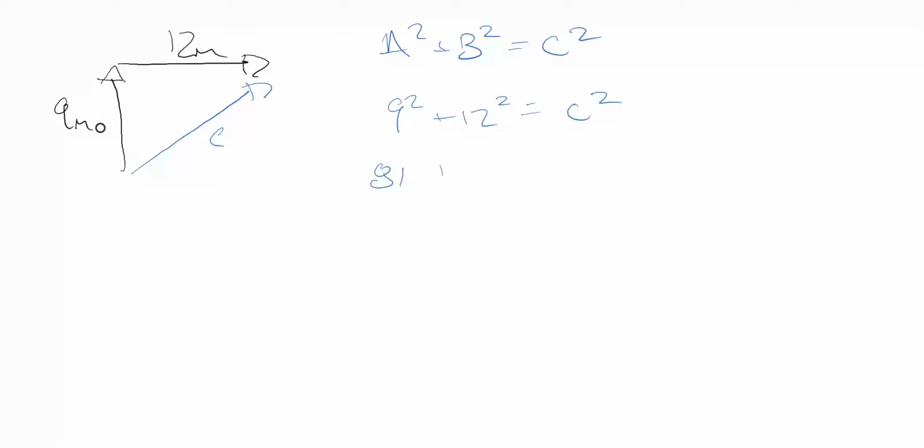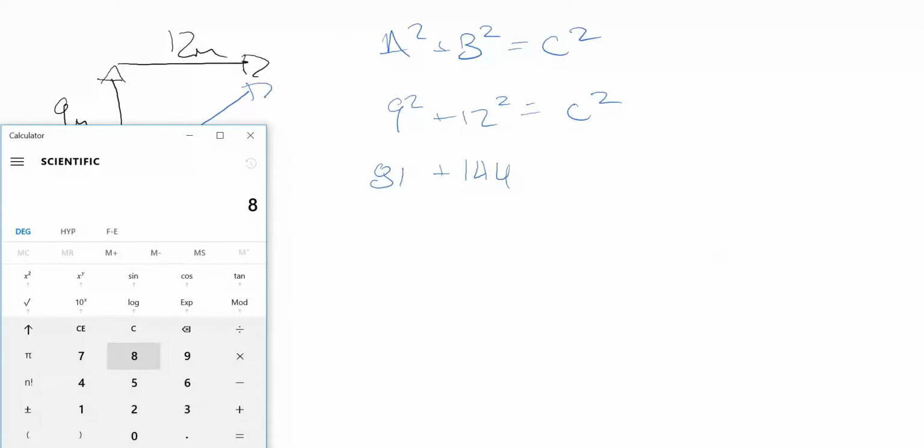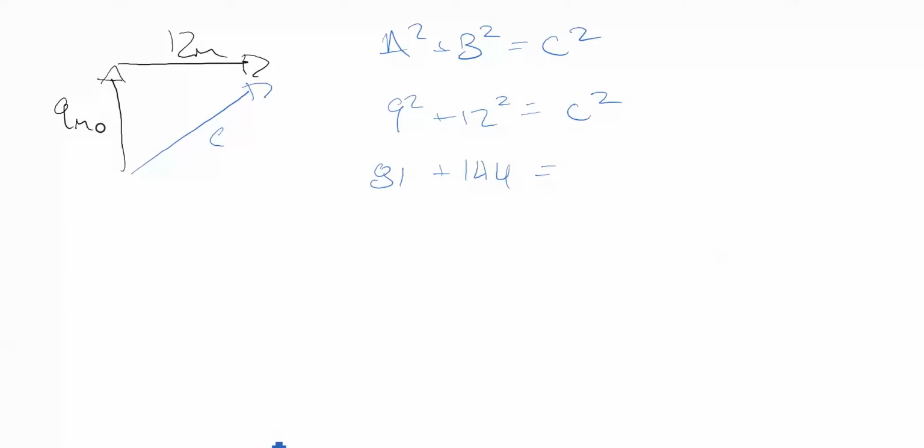So 81 plus 144, 81 plus 144 equals 225. So the square root of 225 is equal to c. So c equals 15 meters. So my total displacement was 15 meters.